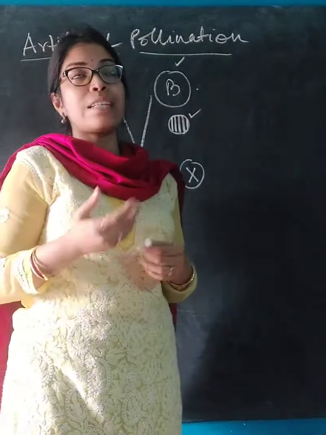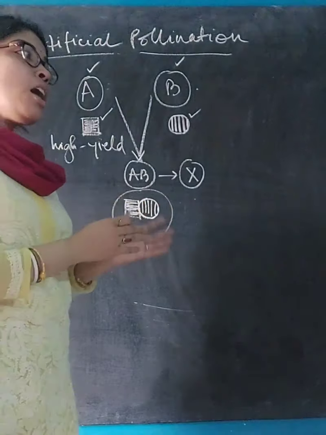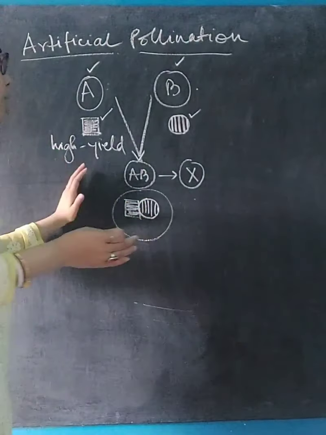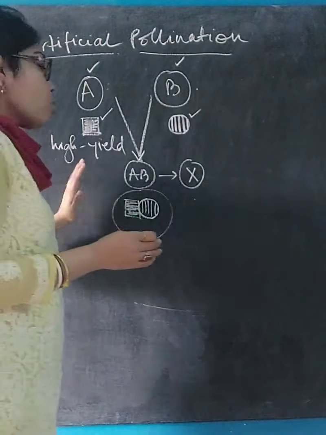In this process, as I have already said, I am reading from the book: two different varieties of a crop plant with the desired characteristics are selected. For example, one variety may be high yielding. I have not mentioned any variety here, so right now I am mentioning a high yielding variety. High yielding means the yield after the crop has matured will be very high compared to other varieties who are low yielding, or who are just normal ones.